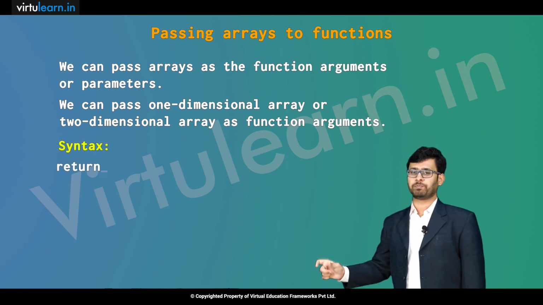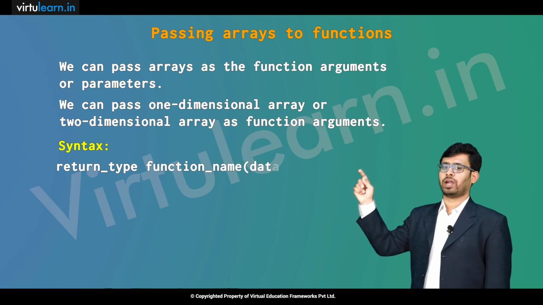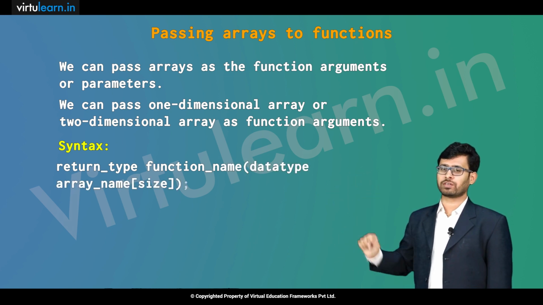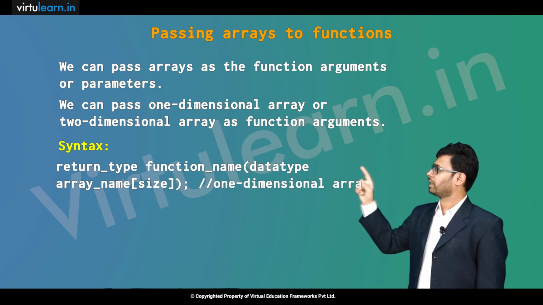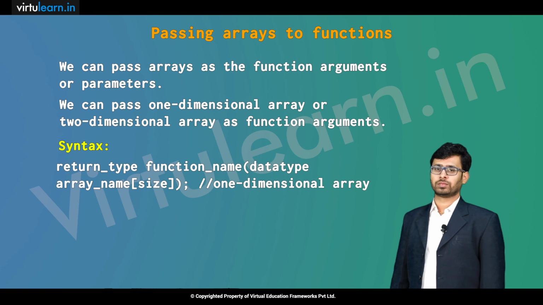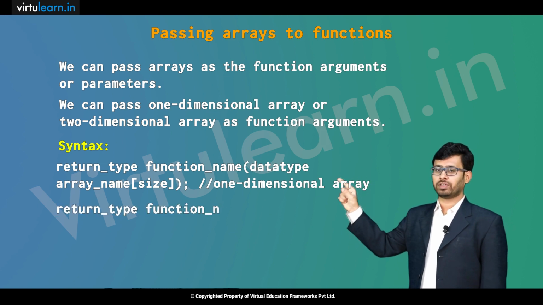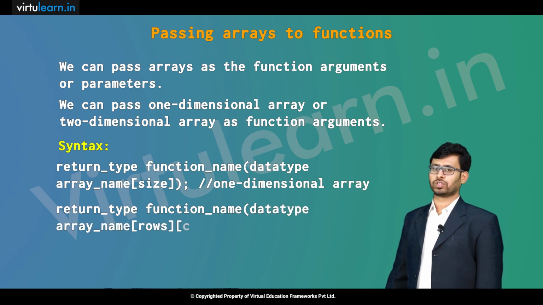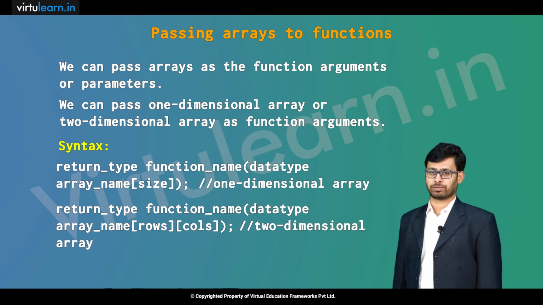That is return type, function name, data type, array name, and we need to give the size within the subscript. Close it with a semicolon. So here this is a representation for a one-dimensional array. Next, return type, function name, data type, array name, rows and columns. So this is how we can pass a two-dimensional array to the function.